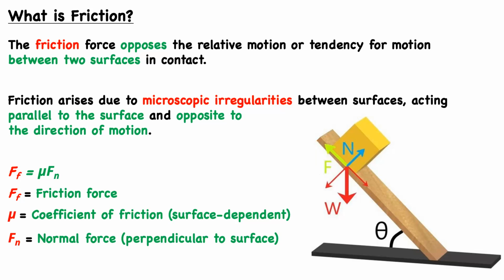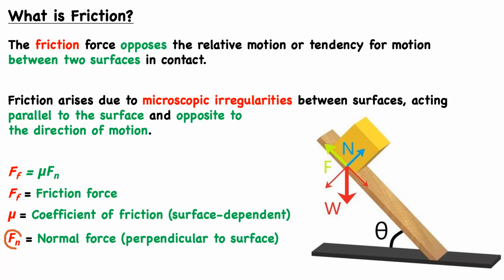And if we want to calculate the force of friction, we can use the following simple expression. We have the friction is equal to the product of mu, which is the coefficient of friction, times F sub n, which is the normal force. Now mu, the coefficient of friction, is surface dependent. So if we have a rougher surface, we will have a larger coefficient of friction and vice versa.